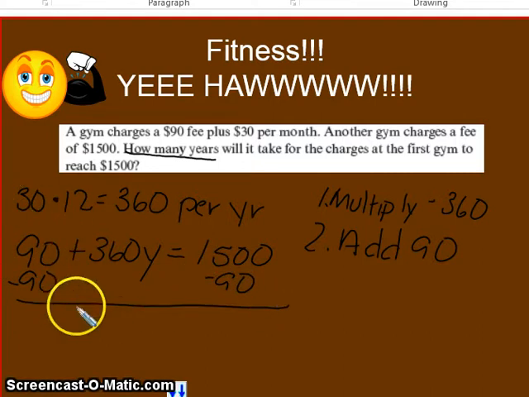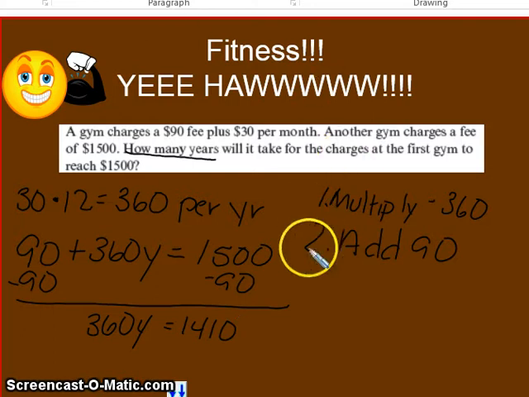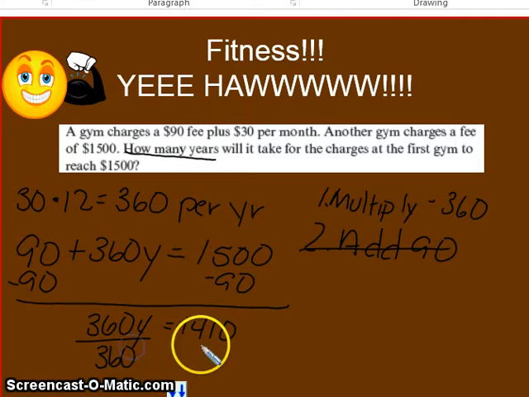Now 90 minus 90 is 0, and that gets me 360y on the left side, equals 1,500 minus 90 is 1,410. Now I've taken care of that add 90 step. Now my next step says multiply by 360, so I'm going to do the opposite of that. I'm going to divide by 360. And if I do that to one side, I have to do it to the other side.